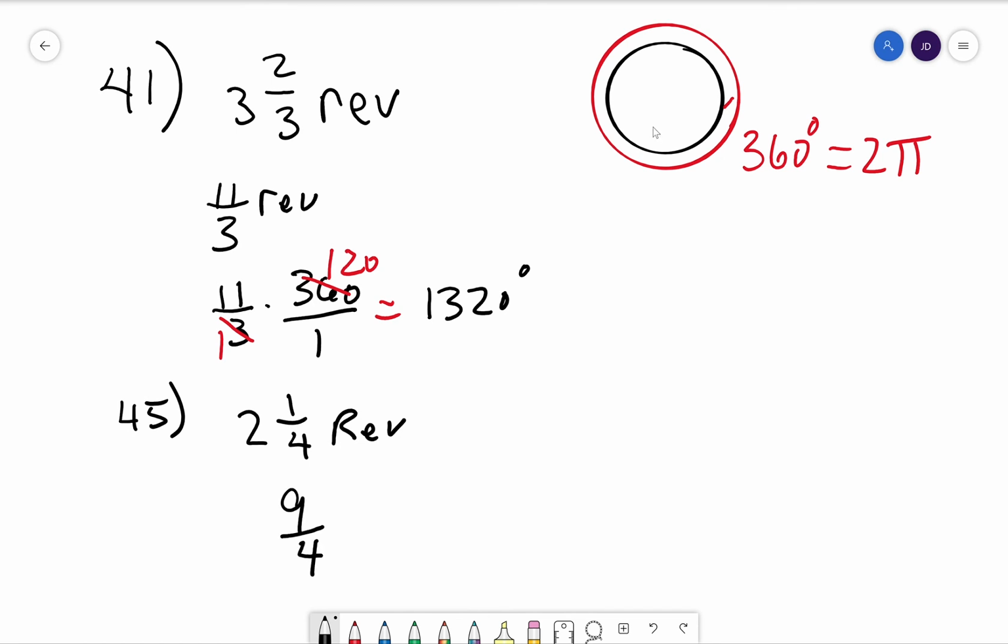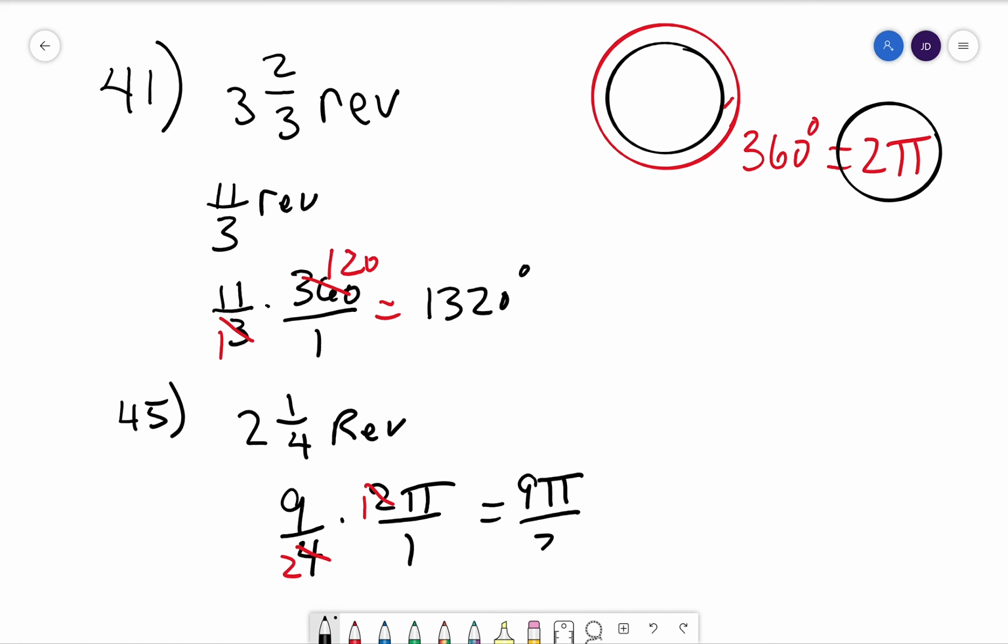But we just said one revolution is the same thing as 2 pi, and they want us to go to radian measure now, right? So now I just multiply this times 2 pi. Oh man, this is getting easier. Let's cancel our 2's. 2 goes in once, 2 goes in twice, and I end up getting 9 pi over 2. You can leave your answer like this. Or, of course, we could also change this to 4.5 pi.